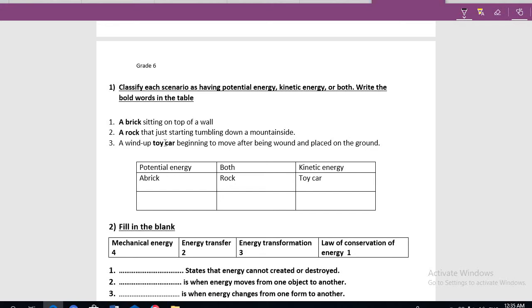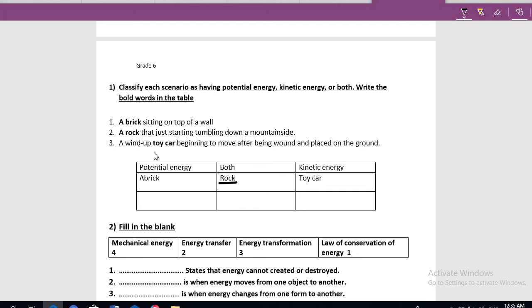A rock that just starts tumbling down a mountainside. This means a rock on the top of a mountain that then starts tumbling down. At the top of the mountain, this means potential energy. Why? Its tumbling down, the motion of the rock, is kinetic energy. So the rock has both potential and kinetic energy.